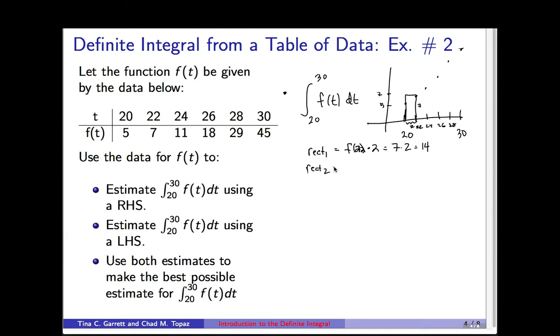The second rectangle, rectangle 2, if we use a right-hand sum, we go up on the right-hand side, and the height of that rectangle is f of 24. The base again is 2, so that's 11 times 2, or 22.